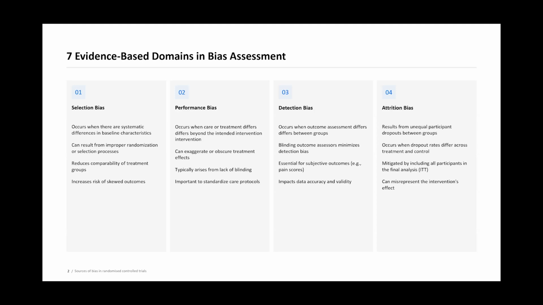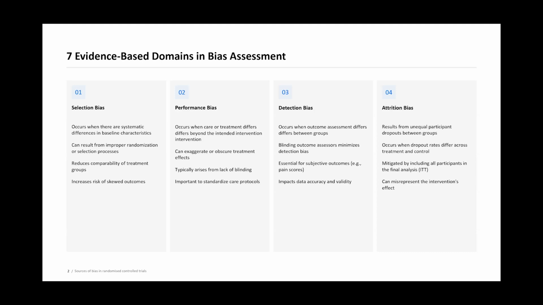To prevent selection bias, we use random sequence generation to make sure that participants are assigned allocation randomly, and to ensure that no one can predict or influence group assignment. Additionally, it is essential to strictly adhere to eligibility criteria to make sure there is random allocation.